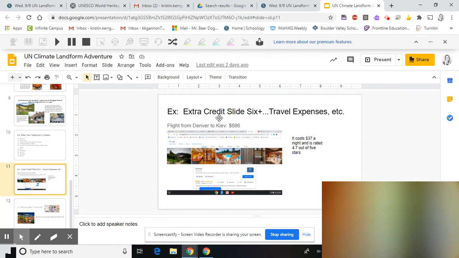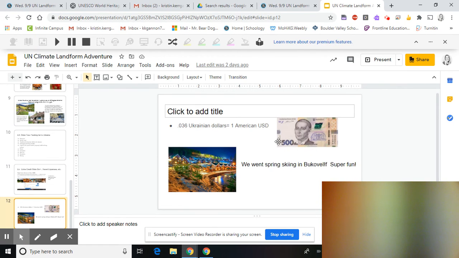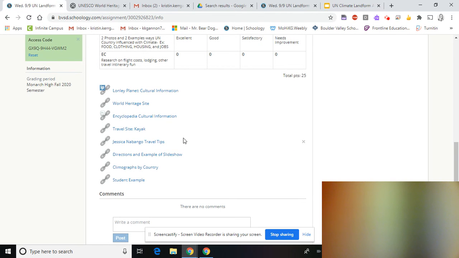So if you have extra time, you can mess around with your flight and where you're going to stay. Here was Waverly's Ukraine. Denver to Kiev was going to cost her only $686. And then she found a place to stay. She messed around with the currency exchange, and $3 Ukrainian basically make $1 American. And she has a picture here of something extra she did, spring skiing in the Bukovel. But that is extra. You don't need to weigh yourself down with that.